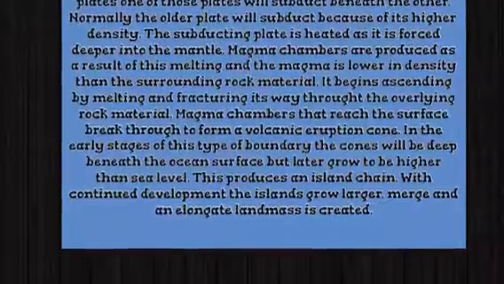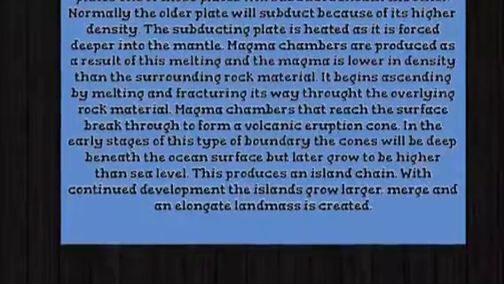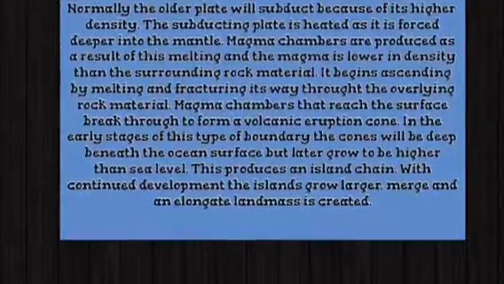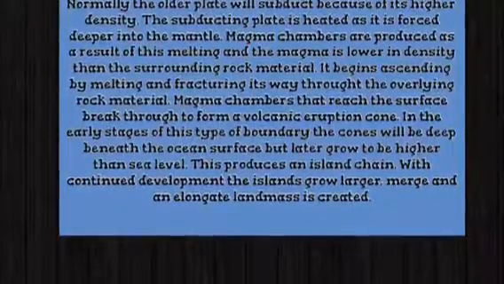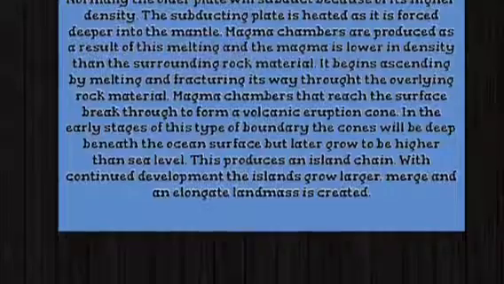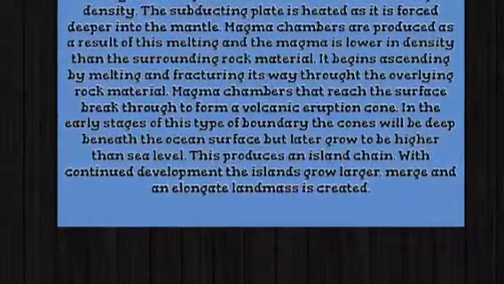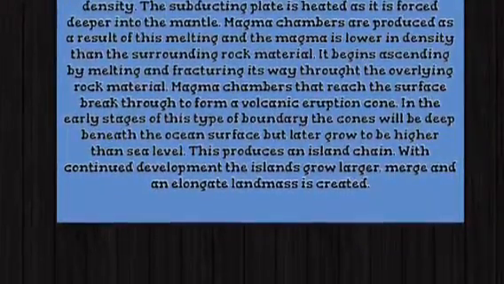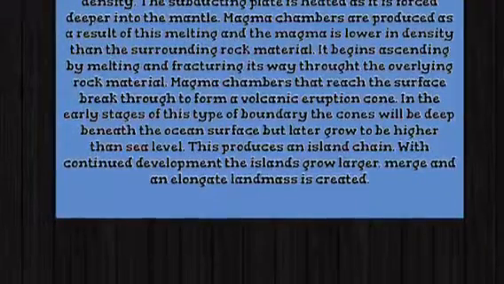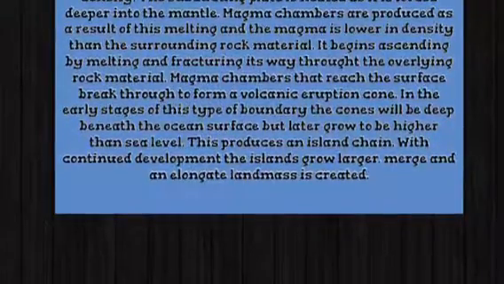Magma chambers that reach the surface break through to form a volcanic eruption cone. In the early stages of this type of boundary, the cones will be deep beneath the ocean surface, but later grow to be higher than sea level. This produces an island chain. With continued development, the islands grow larger, merge, and an elongate landmass is created.